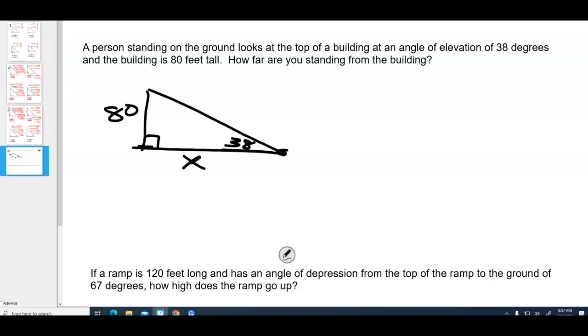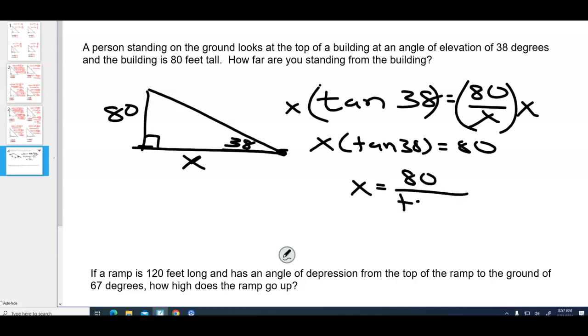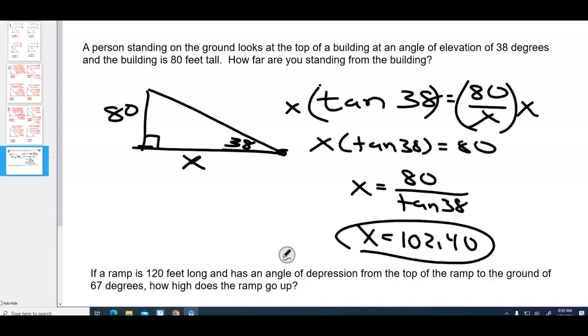All right. This is the key to the problem. If I set it up correctly, now I'm just following my trig fundamentals. The tangent of 38 is equal to 80 over x. We're multiplying x on both sides. X times the tangent of 38 equals 80. And then x equals 80 over the tangent of 38. And whatever that number ends up being when we type it into our calculator, there is our distance, 102.40. Understand the number should be a little higher. All right, you're not going to be standing 7 inches from the building.